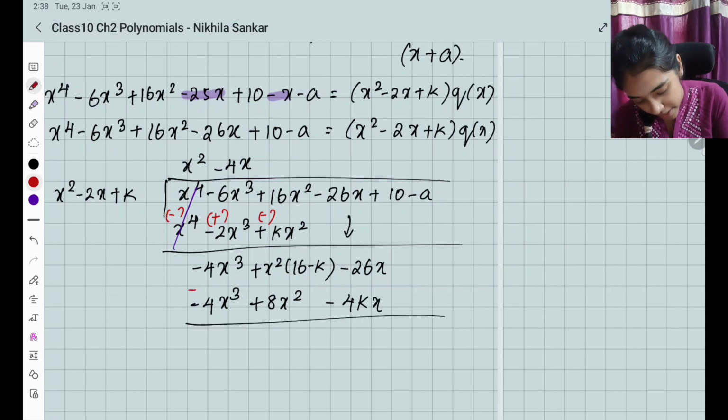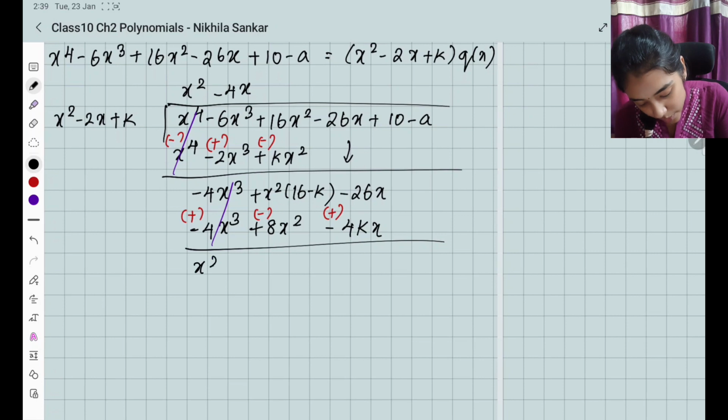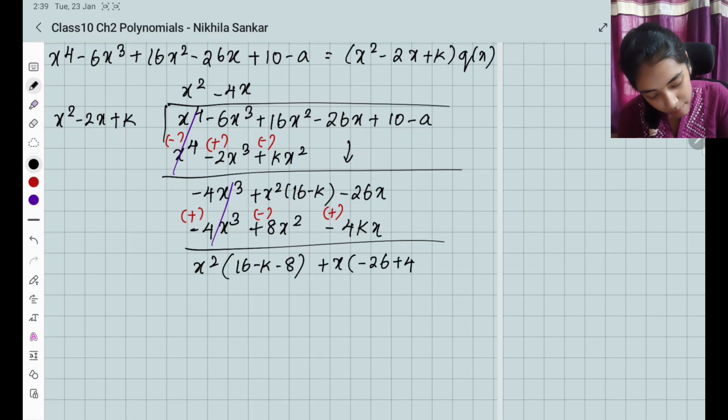Now again when I subtract this, minus becomes a plus, plus becomes a minus and minus becomes a plus. So the first term gets cancelled, which is our motive. Now next we have x square times 16 minus k minus 8. Correct? Then we have here plus x into minus 26 plus 4k. Now I'm going to bring this 10 minus a. So plus 10 minus a.